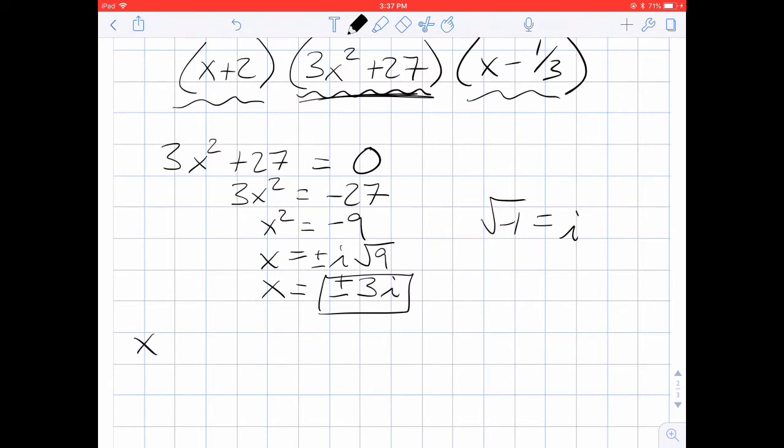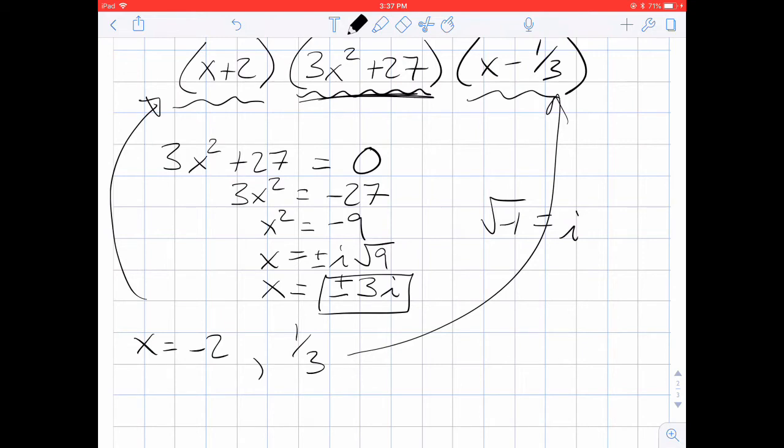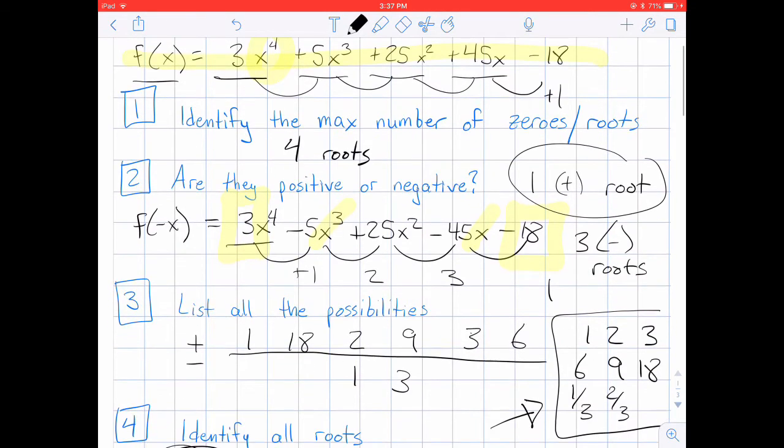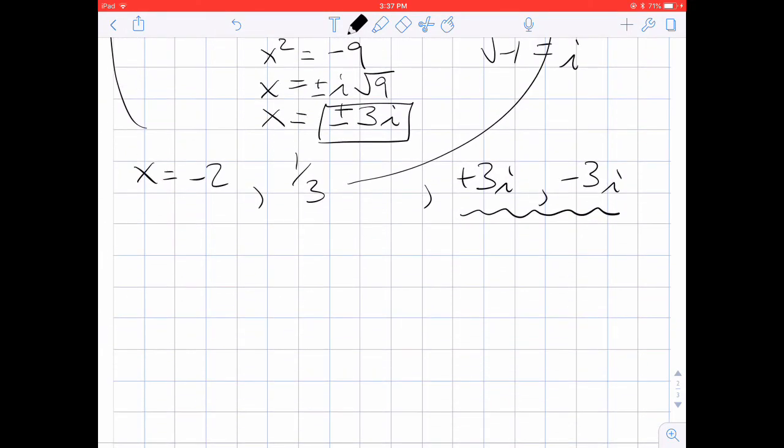Altogether then, my roots are -2 from this factor, a positive third from this one over here, and then plus 3i and minus 3i. Remember that complex roots come in pairs, so if you have a plus 3i, you always have a minus 3i. And again, back up at the beginning when I was looking at the positive or negative roots, this is why I said we have either 3 or 1, because it's possible that you have a pair of irrational or complex roots. So there are your 4 roots for this one.